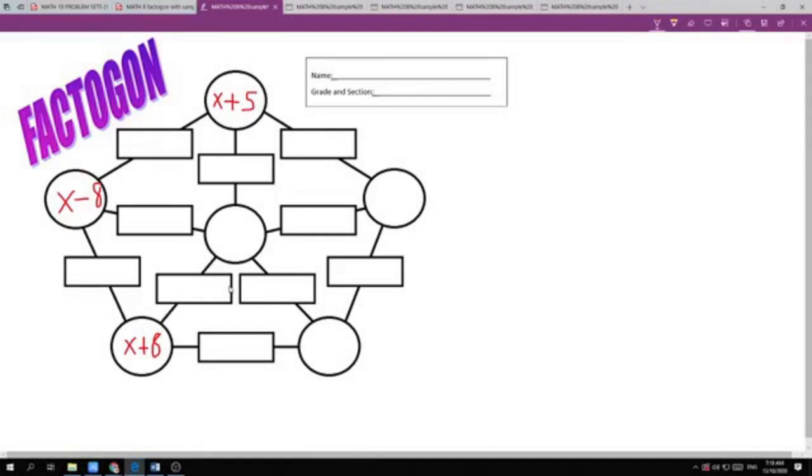Yes, I will be sending a template for this. Don't worry about that. Okay? And then, the middle one, let's have x minus 2. Here, let's have x plus 5. And over here, let's have x plus 1.